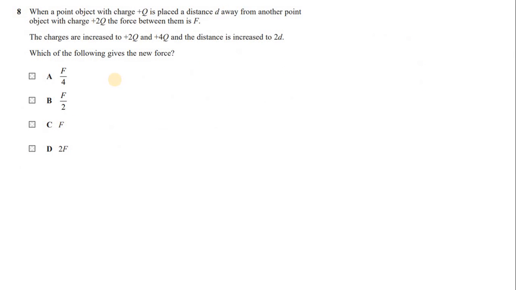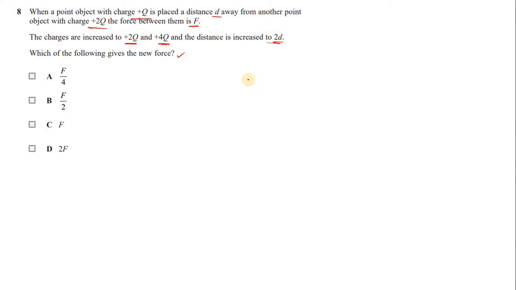Question number 8. A point object with charge Q is placed at a distance d away from another point charge 2Q. We have one charge plus Q and another plus 2Q, the distance is d, and the force is F. Now the charges are increased to plus 2Q and plus 4Q, and the distance is also doubled. Which of the following gives the new force: a quarter of the previous value, half of the previous value, the same as previous, or double the previous?